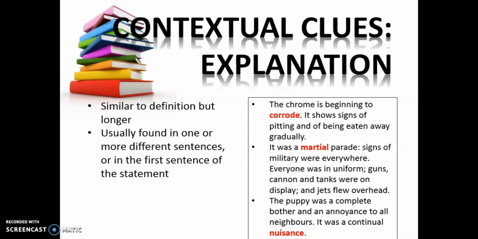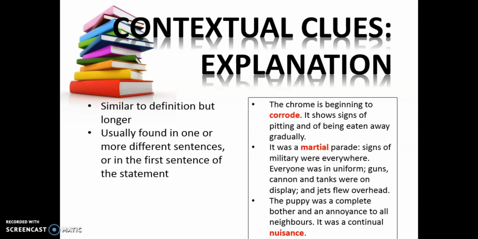The second example given: it was a martial parade. Signs of military were everywhere. Everyone was in uniform. Guns, cannon, and tanks were on display and jets flew overhead. So here martial is a word that is used to describe things related to soldier or war. Because here, take a look at the clues given by the author. Military, uniforms, guns, cannons, tanks, jets. It is all interrelated with military aspect.